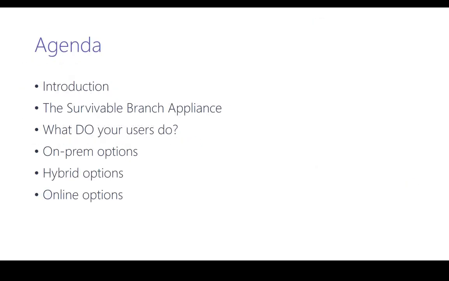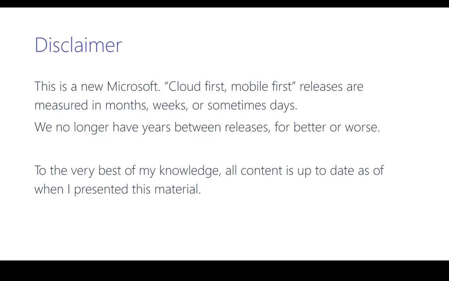So the agenda today, we'll start off with an introduction and talk about the Survivable Branch Appliance, where it came from, what it is. We'll talk about what your users actually do in the branch office, and then we'll go through 3 scenarios: on-premises, hybrid, and online, and what your options are to have your branch office have survivable telephony.